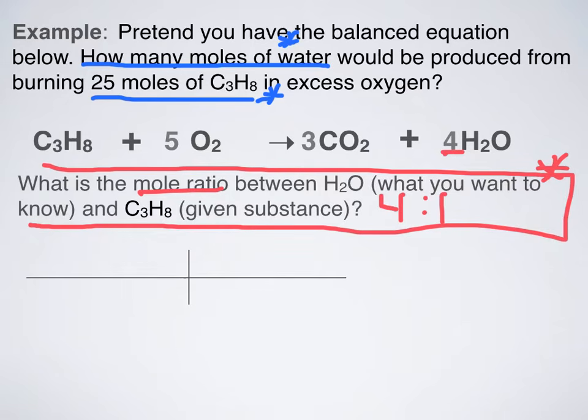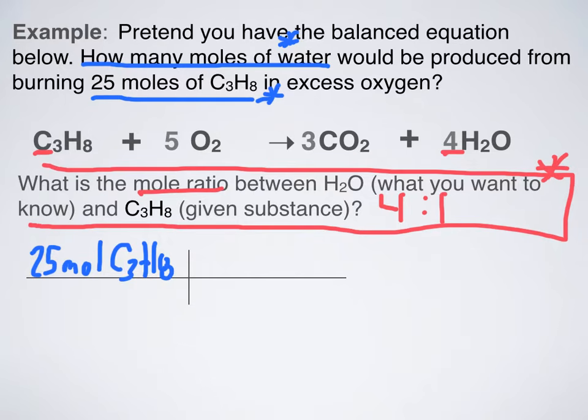4 here, and an imaginary 1 in front of my C3H8. So a 4-to-1 ratio. Why is that important? Well, when I'm doing my conversion, I'm going to need to use that piece of information at some point. So how do I solve this problem? You always write what you are given at the very top of your conversion factor box. So that's why we have this little conversion factor box here. So 25 moles of C3H8.